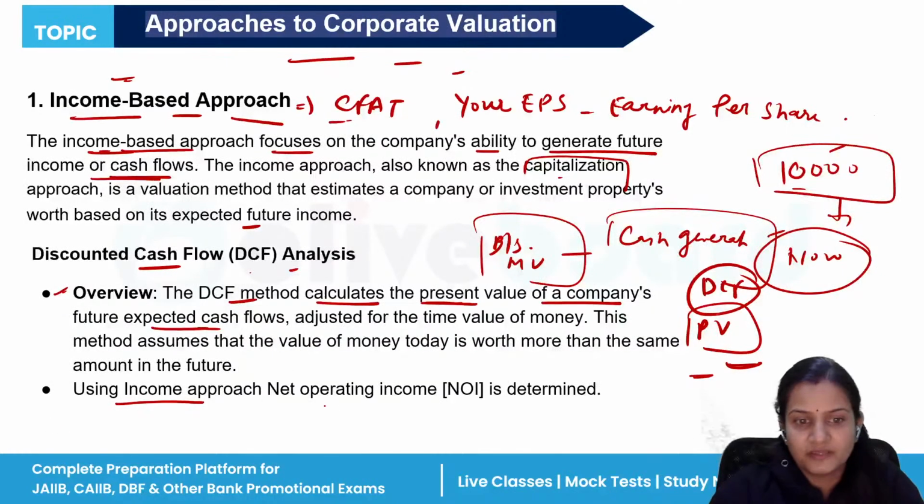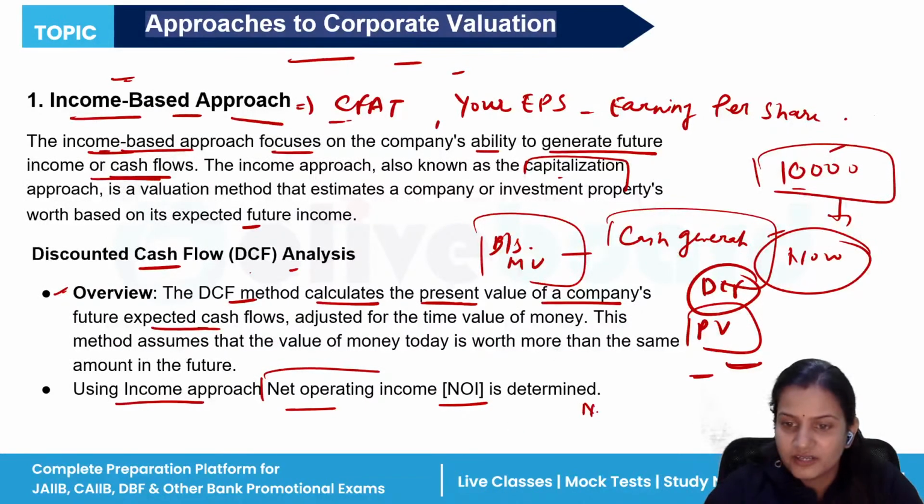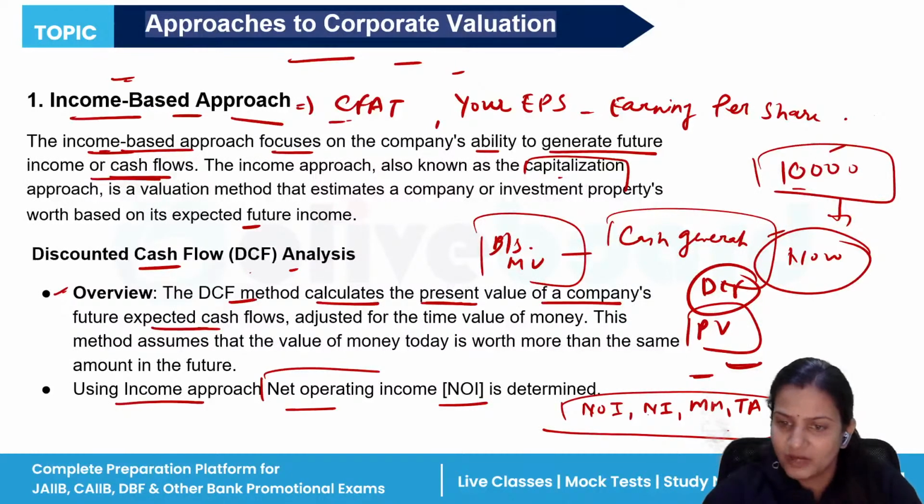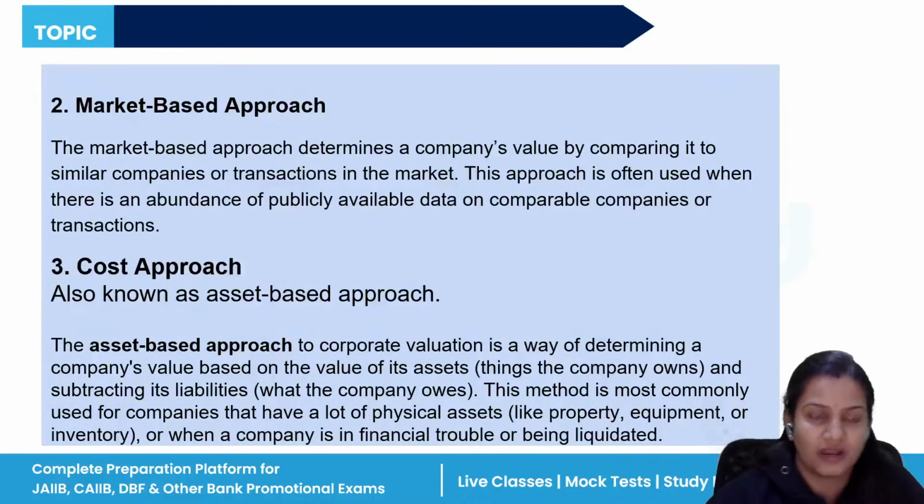So in this DCF method, which kind of income approach do we use? That is the net operating income approach. Clear? So we have different income approaches: net operating income approach, net income approach, Modigliani-Miller approach, traditional approach. But we don't have to study all the methods of the structure of our company. We only have to know that the income approach includes the net operating income determination of the value of a company.